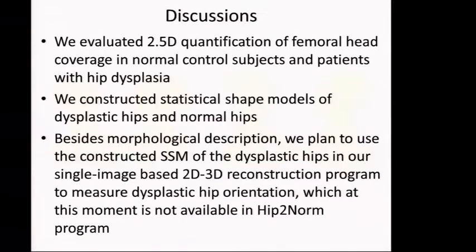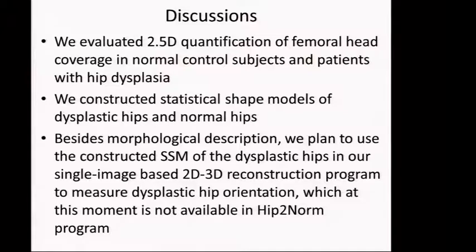So to conclude, in this presentation, we evaluated the 2.5D quantification of the femoral head coverage in normal control subjects and patients with hip dysplasia. This motivated us to construct statistical shape models of dysplastic hips in comparison with normal hips. Besides what I showed here to describe morphology differences between normal control subjects and dysplastic hips, we plan to use this constructed statistical shape model of the dysplastic hips in our single image-based 2D/3D reconstruction program, such that we can measure the dysplastic hip orientation, which at this moment is not available in the hip2norm program.